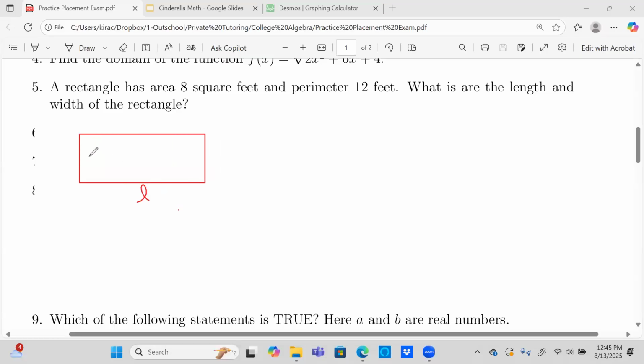So we know it has a length and a width, and we know the area is 8. We should know the area formula for a rectangle is length times width. So length times width is 8. And then they also tell us the perimeter. Well, if the bottom is the length, then the top is the same. If the side is the width, then the other side is the same. And the perimeter is adding up all the sides. So that would be length plus width is 12.